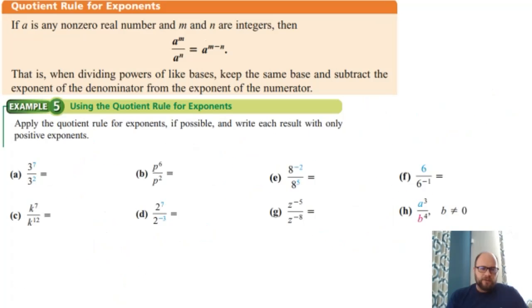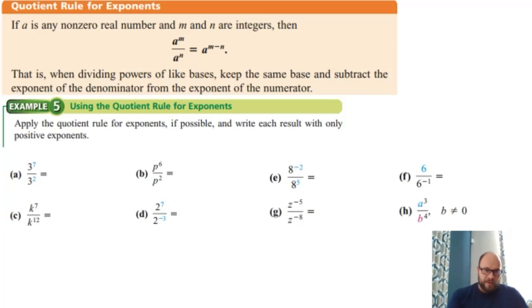Okay, so now this is the quotient rule. The quotient rule is the exact opposite of the product rule. In the product rule, we were multiplying two values with the same bases, and we had to add their exponents. Now we're dividing two of the same base, and we have to subtract their exponents. So we have a to the m power over a to the n power, and we subtract them. The base stays the same. Again, this only works with same base numbers, but you subtract their exponents.